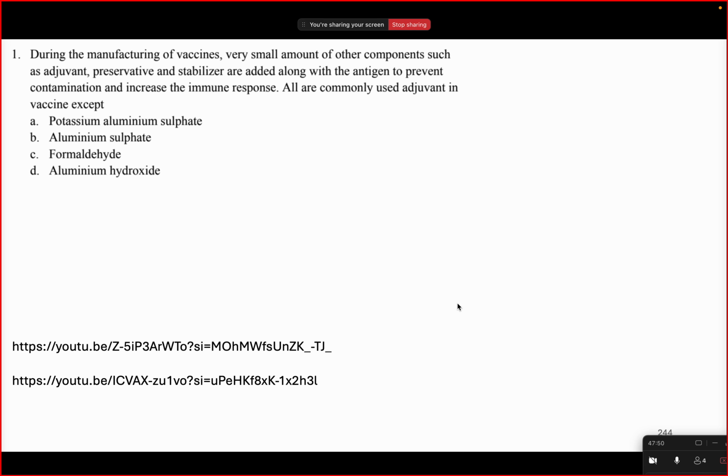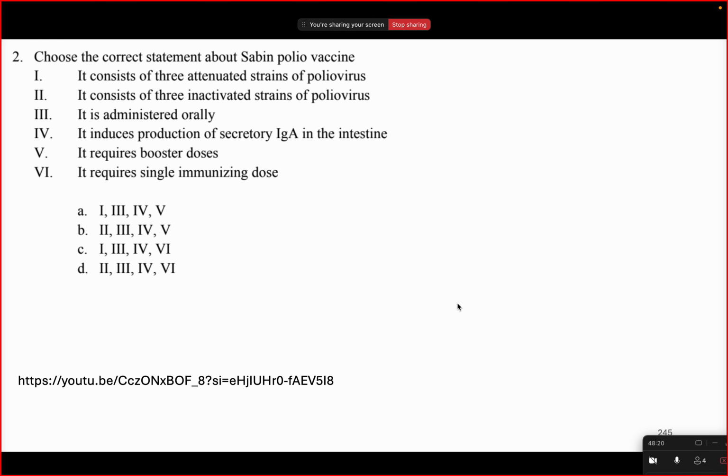During the manufacturing of vaccines, very small amounts of other components such as adjuvants, preservatives, and stabilizers are added along with the antigen to prevent contamination and increase the immune response. All are commonly called adjuvants in the vaccine except potassium aluminium sulfate, formaldehyde, and aluminium hydroxide. This was covered in this week's lecture, and the answer is formaldehyde.